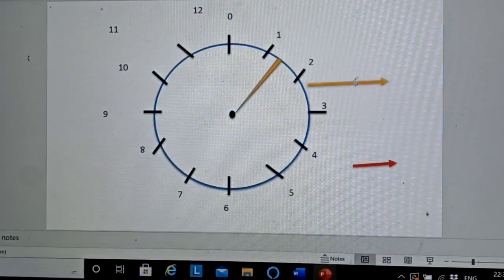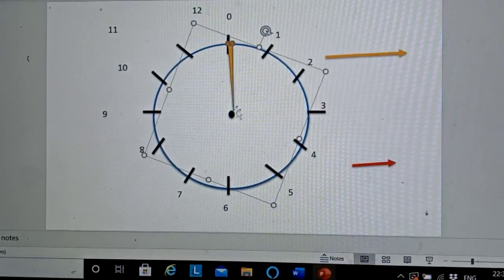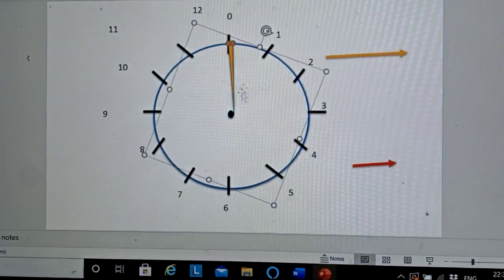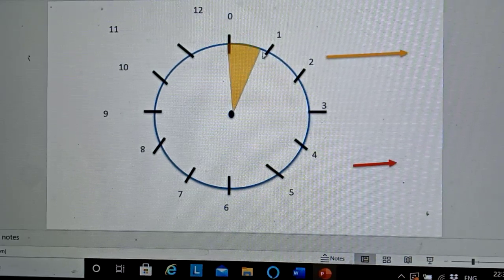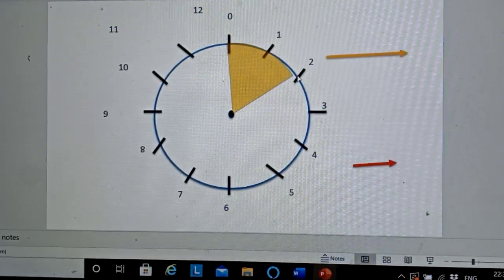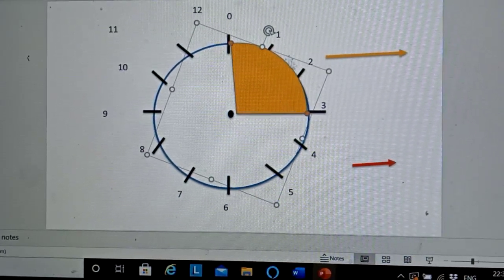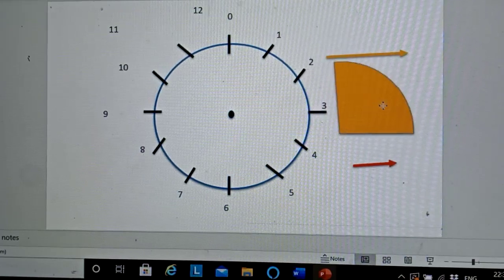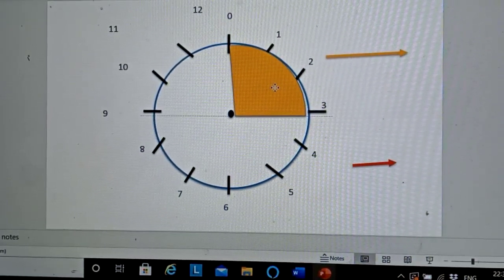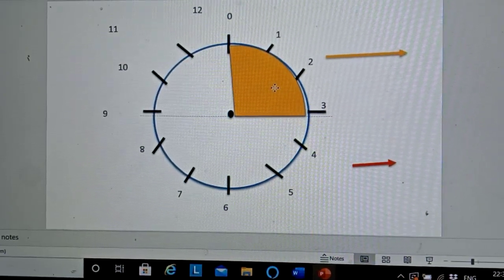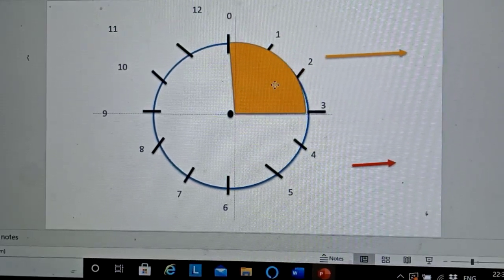Let's replace my minute hand for this funny fella here. Okay, so imagine, if I moved 5 minutes, 10 minutes, 15 minutes, if I made my minute hand move 15 minutes, 15 minutes would look like that. It would look like a quarter of a circle. And in actual fact, 15 minutes is a quarter of an hour. So there's a bit of a pattern here. So that much time is 15 minutes.